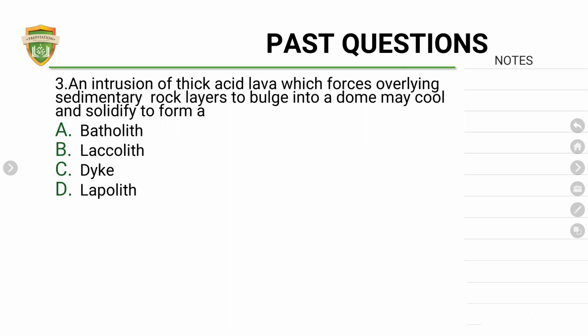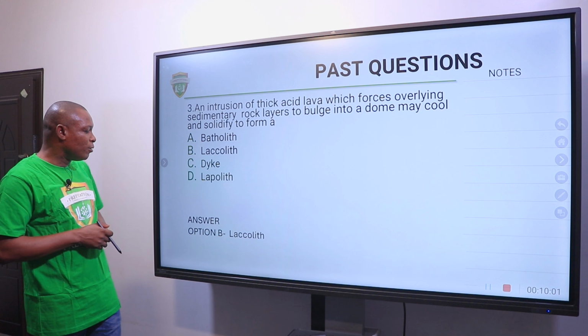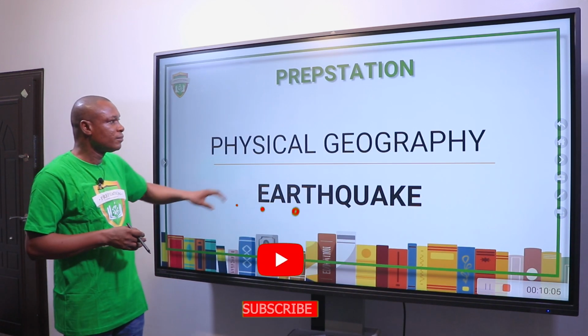An intrusion of thick acid lava, which forces overlying sedimentary rock layers to bulge into a dome, may cool and solidify to form A, batholith, B, laccolith, C, dike, D, lopolith. The right answer is laccolith, option B.